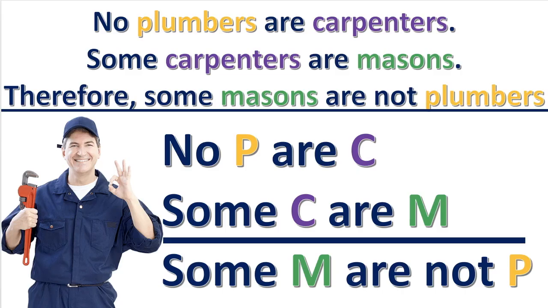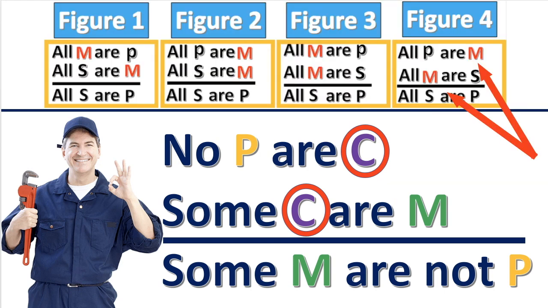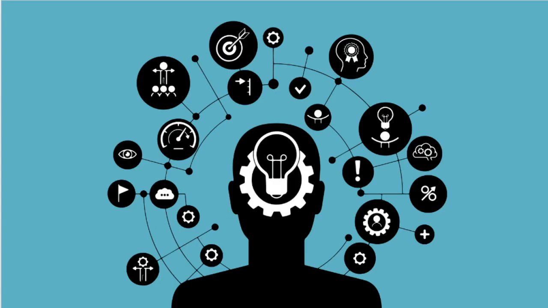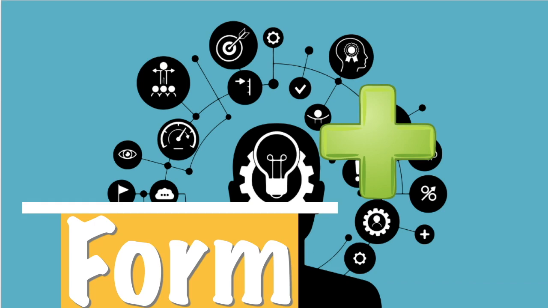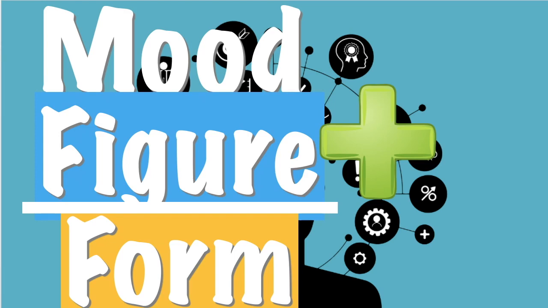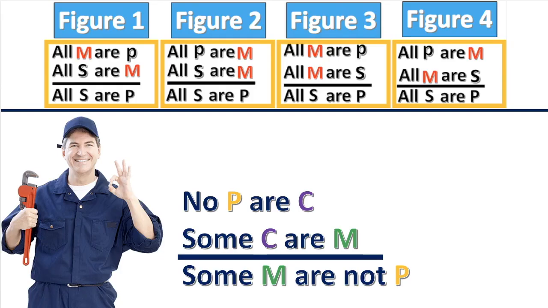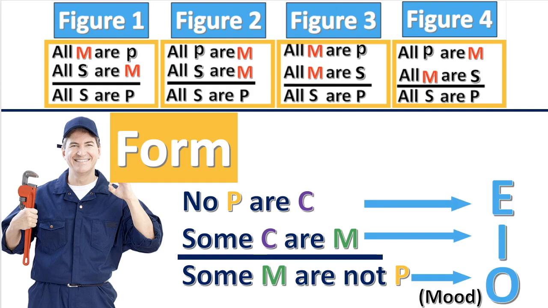In this syllogism, the middle term is C. The positions of C correspond to figure 4. Now you can determine what form the categorical syllogism has. The form is the combination of the mood and figure. This syllogism is the form EIO4.